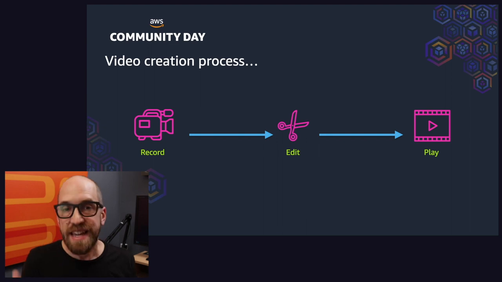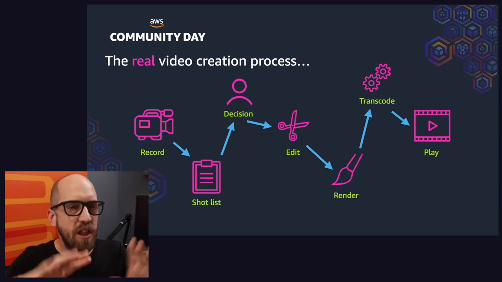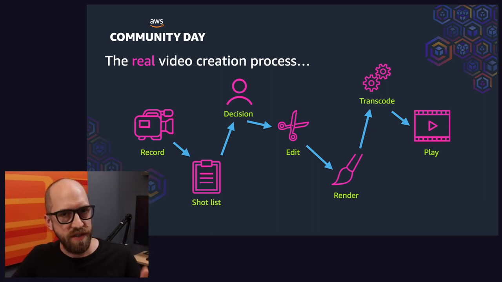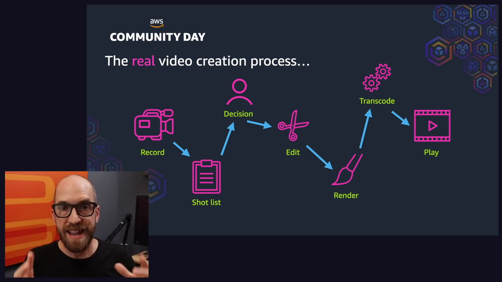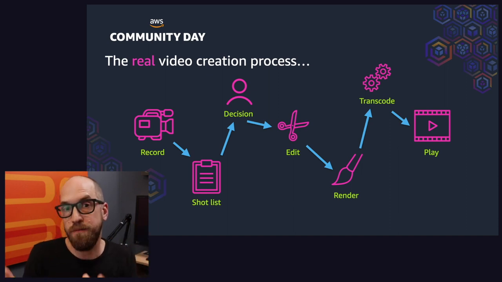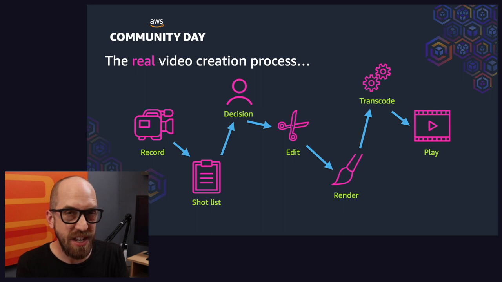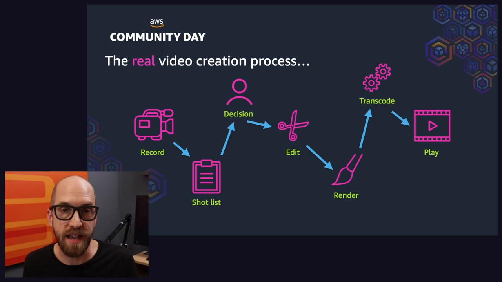But really, the video editing process is a bit more complicated than just this. It kind of looks like this, where we have lots of steps in between those that we need to fill in as well. So after we've recorded the footage, we also have to get a shot list together. So we have to know what we've recorded and which bits of it we're interested in using. And then that shot list goes through to that decision-making process. Someone has to decide which of those shots are worth using, which of those shots are going to tell the story that we want to tell.